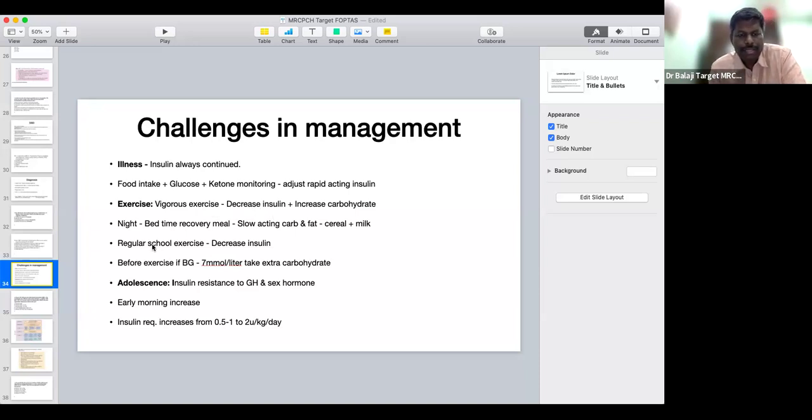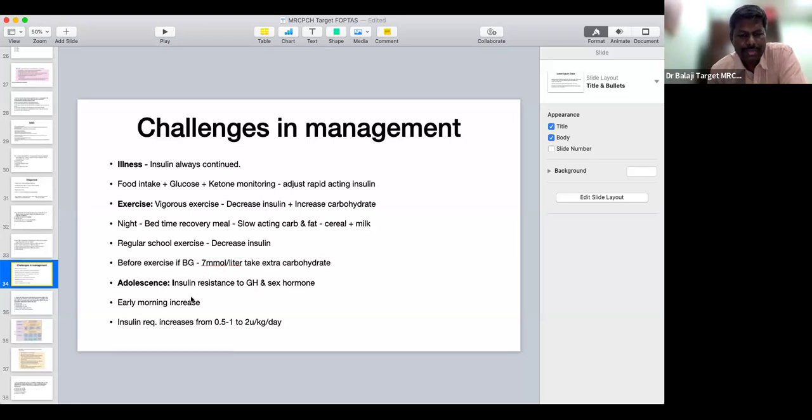But if it is going to be a regular school exercise, then you just decrease the insulin, that is more than enough. And this guideline is only for the MCQ. Before exercise, if the blood glucose is 7 millimoles per liter or less, which is almost 126, then you have to take an extra carbohydrate. So if you are planning an exercise and your blood sugar is less than 126, which is 7 millimoles per liter, you have to take an extra carbohydrate.